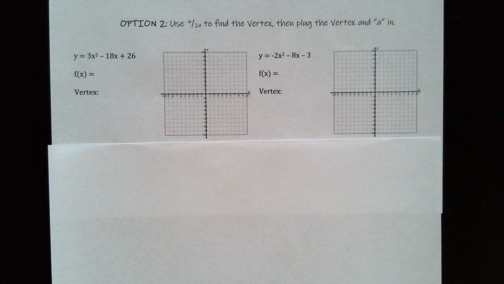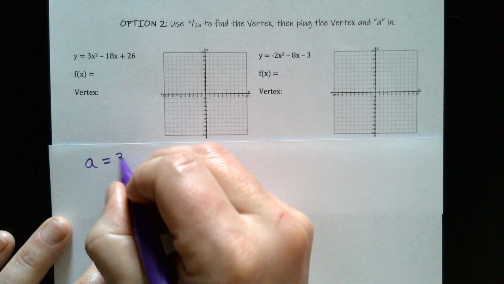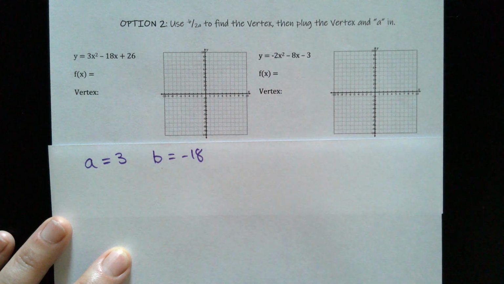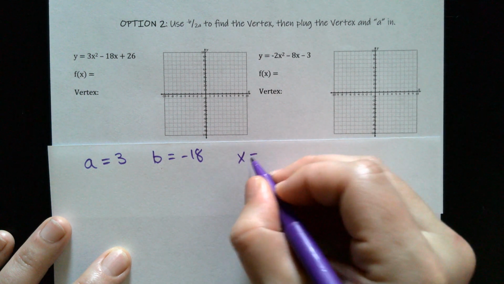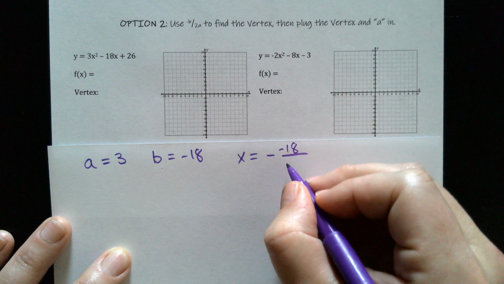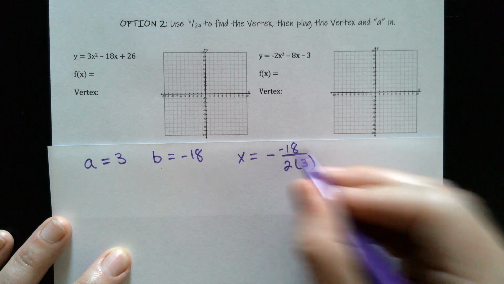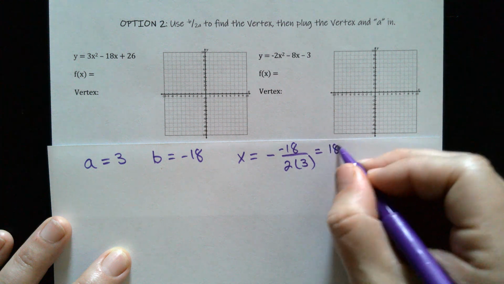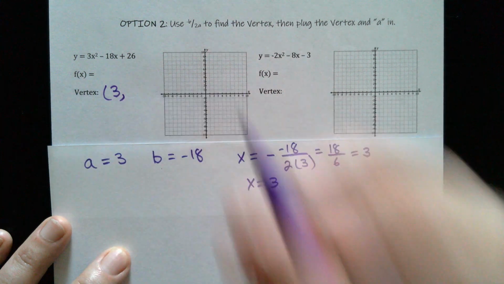Okay, on these two, we're going to be using the negative b over 2a method to figure out the vertex. So for the first one, what's our a? It's the number in front of x squared, that's 3. What's our b? Negative 18. We don't need to know our c for this. So it's negative b over 2a. So x is equal to negative b, so negative 18 over 2 times 3. This negative came from the formula. This one came from the fact that it was an 18 in the equation. All right, so positive 18 over 6, which is 3. So x equals 3 is the first part of the vertex.